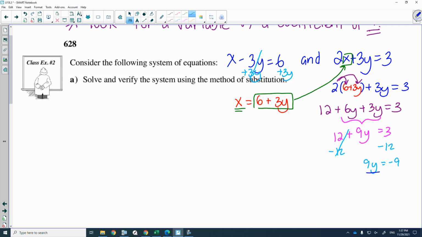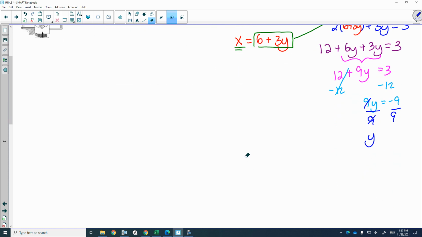Did you get -1? So double check. Oh, wait till you get to the end. Some of you might not be there. Okay, who got -1? Y is equal to -1.